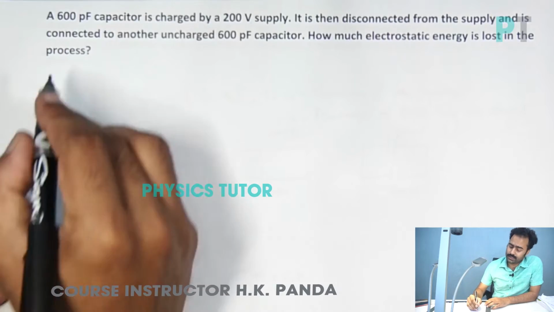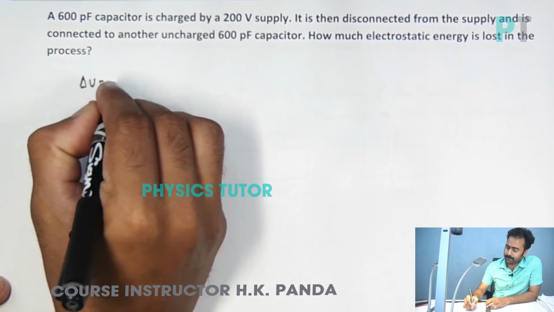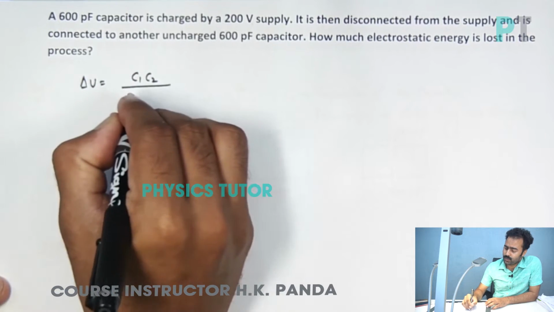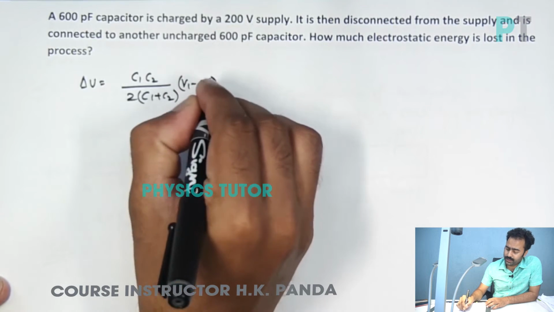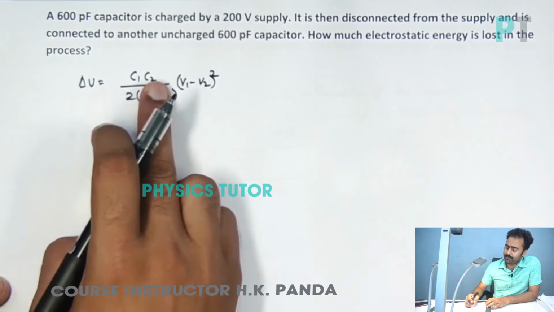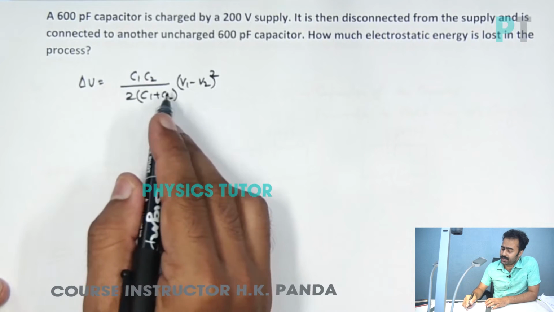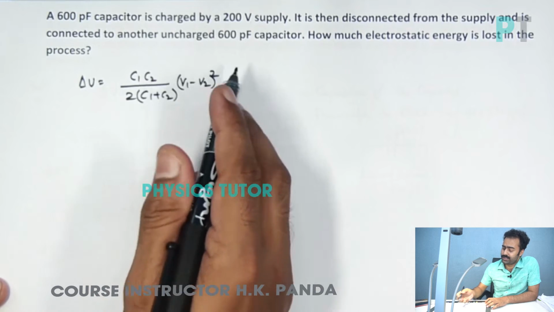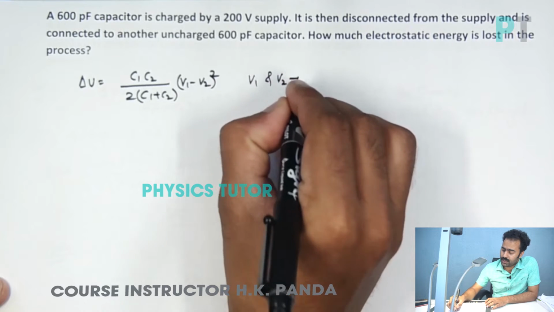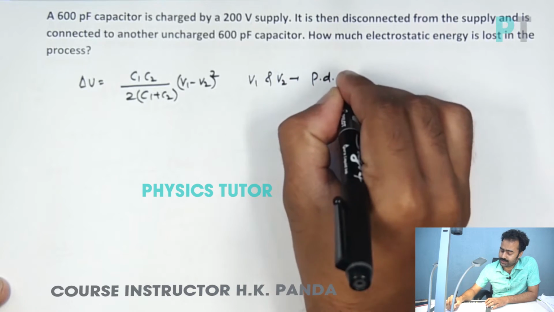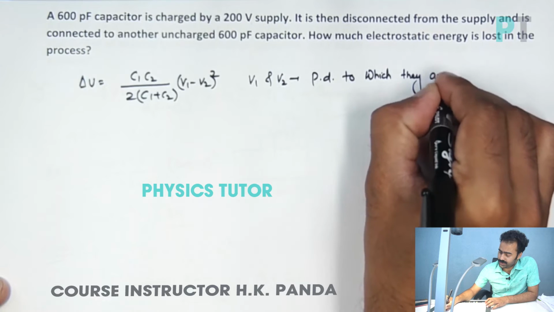As we know, during the charge sharing there will be some energy loss, and here we will calculate that energy loss. The energy loss expression will be C1 C2 divided by 2 times (C1 plus C2) into (V1 minus V2) whole square. Here C1, C2 are the capacities of the capacitors, and V1 and V2 are the potential differences to which they are charged initially.